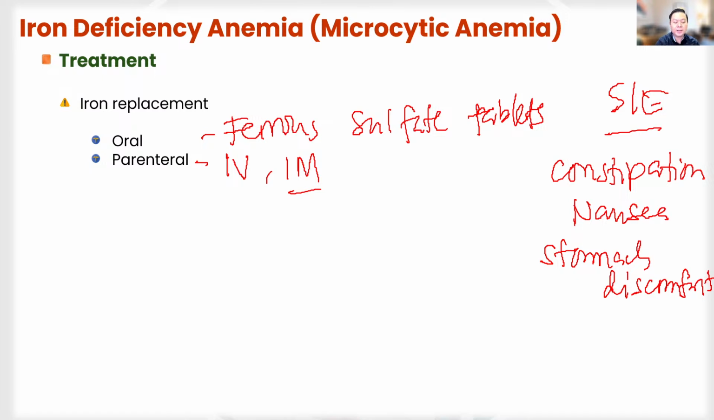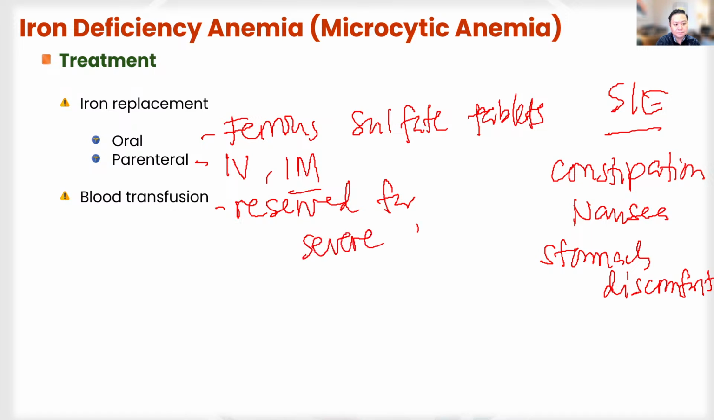Now, another intervention that can be done is the blood transfusion. However, this is only reserved for severe anemia. Let's say the person may be so symptomatic, okay? They probably would have shortness of breath because of the lack of hemoglobin, and they need to get this replacement of red blood cells through the blood transfusion. Again, the blood transfusion is not routine. It's only going to be reserved for those patients with severe type of anemia.